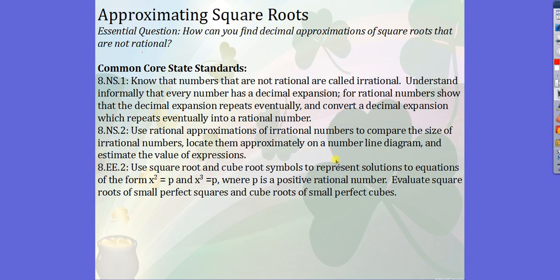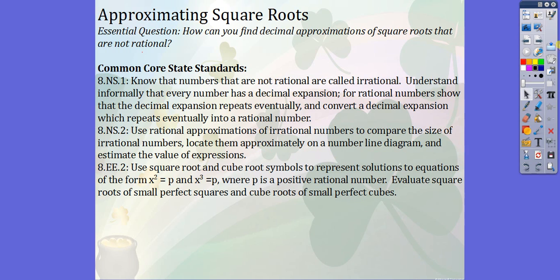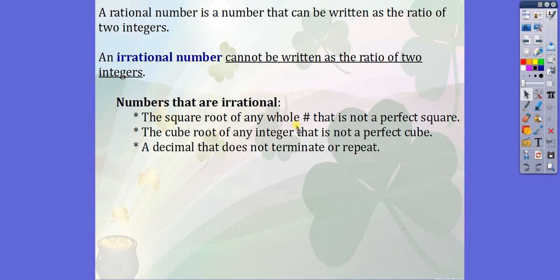So today we're going to continue our work with square roots, but we're going to look at square roots that aren't those nice perfect squares that end in a number all of the time. And we can approximate square roots by using perfect squares. But first we have to know the difference in our number system.